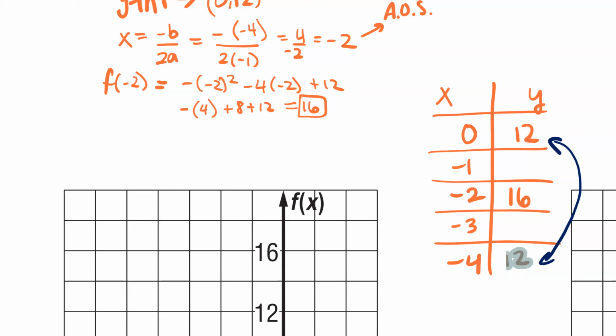So after you find your vertex, you either do the 2 numbers above it or the 2 numbers below it, and then you're going to use axis of symmetry. Well, we already know the y-intercept. We found it. So we put in 12 for my y when x equals 0. And then using symmetry, I know the bottom one's going to be 12. So you just have to find the y value when x equals -1.